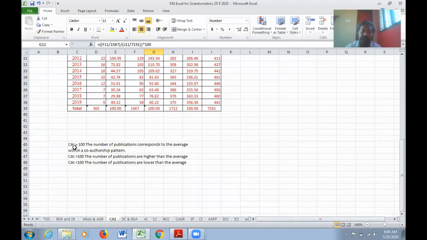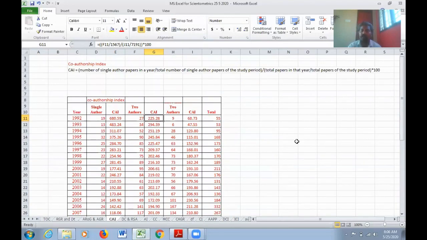Fine. If CAI is equal to 100, it means that the number of publications corresponds to the average within the co-authorship pattern. That means if you take a particular authorship pattern and analyze the papers published in that pattern, if CAI is equal to 100, it means that the answer you get is equal to the average within that co-authorship pattern. If it is more than 100, it means that the number of publications are higher than the average. If CAI is less than 100, it means that the number of publications are lower than the average. Fine. So we can calculate co-authorship index for different kinds of authorship pattern.